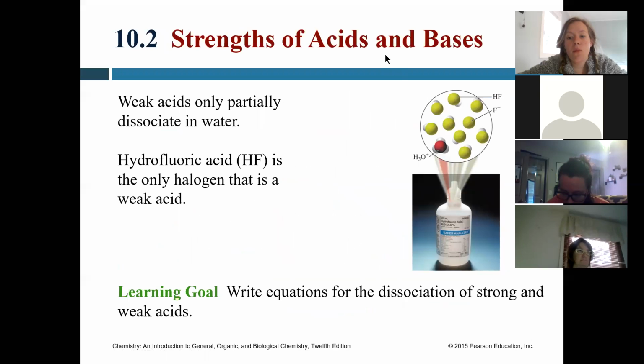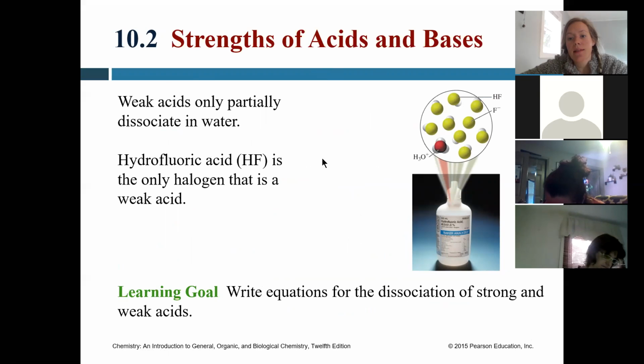All right, so we can classify acids and bases as either strong or weak. And when I say strong acid, I don't mean like, ooh, it's a really high concentration. It's not related to its concentration. It's related to how much it will dissociate.